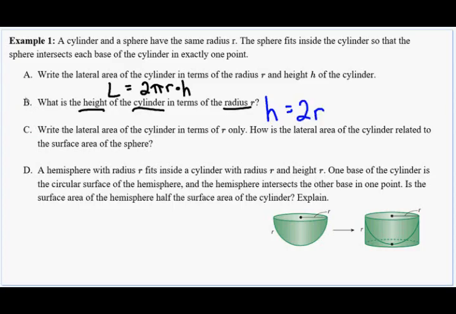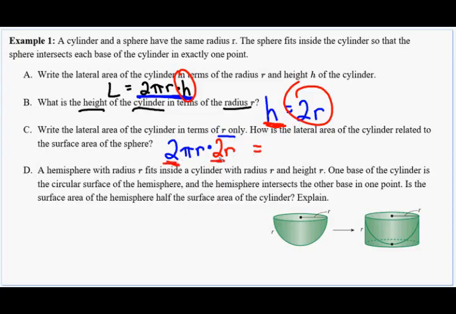So now part C, we're going to combine A and B. What is the lateral area of a cylinder in terms of r only? So I'm going to take this equation here, 2 pi r times h, but we're not going to put h in there. We're going to replace h with 2 more r's, so times 2r. And we can clean this up a little bit.